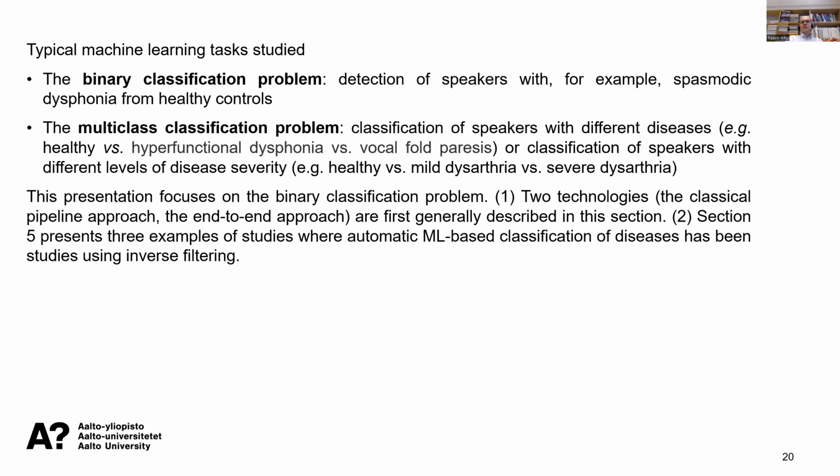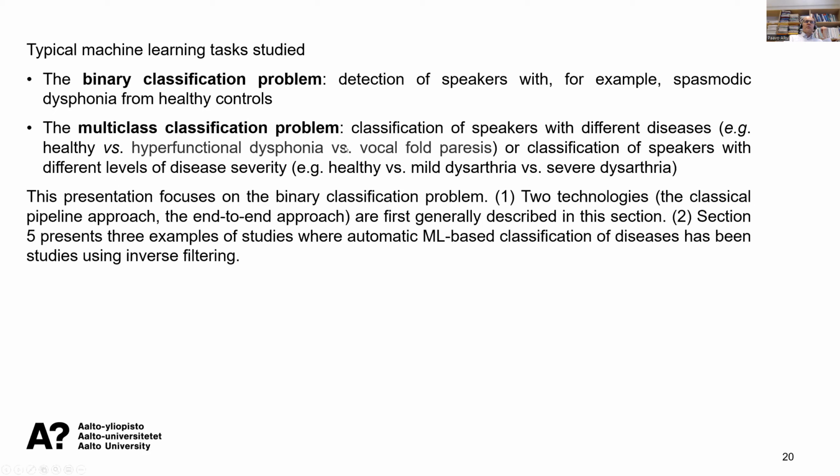And this refers to a problem where we have two classes of people. For instance, those who are healthy and those who suffer from COVID-19. And the idea of the machine would be to automatically distinguish these two classes from each other based solely on the speech signal of the underlying person.